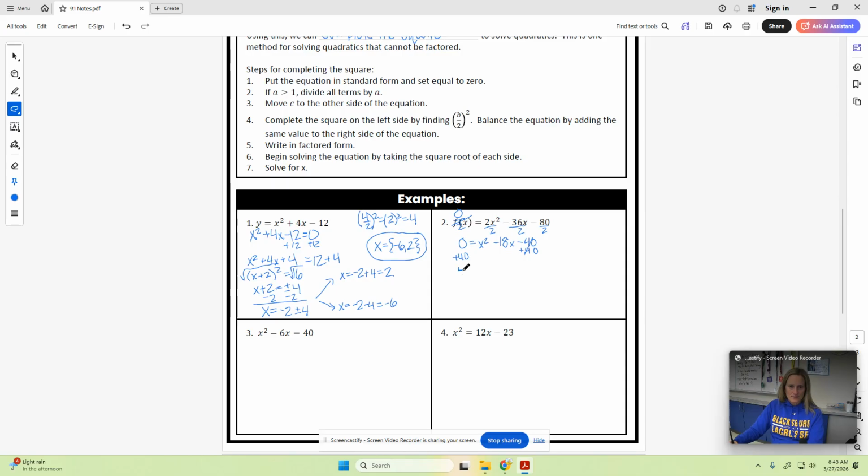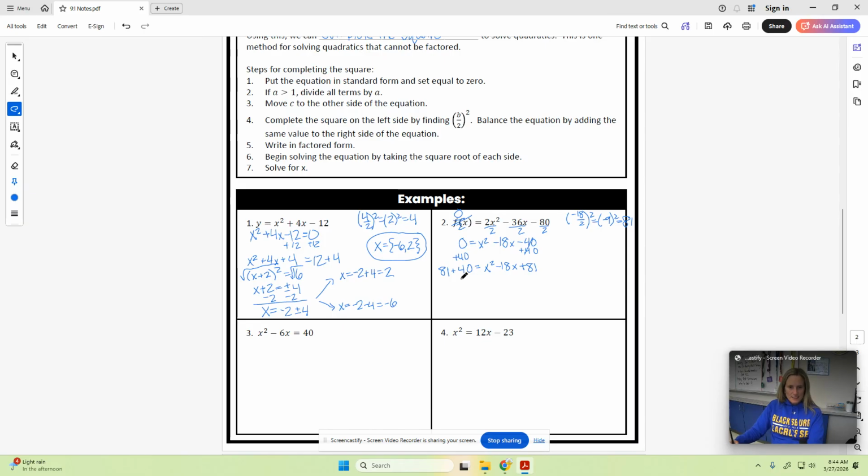That cancels out, so now it's 40 is equal to x squared minus 18x. And I need to complete this square. So I take that b value, I divide it by 2, and then I square it. So this is going to be negative 9 squared, which is 81. I'm adding 81 to both sides.